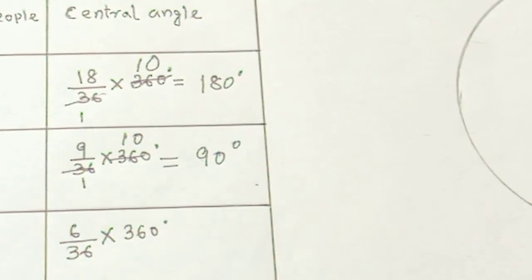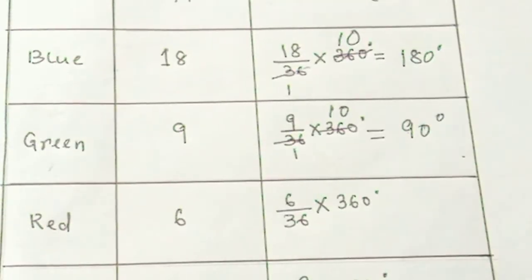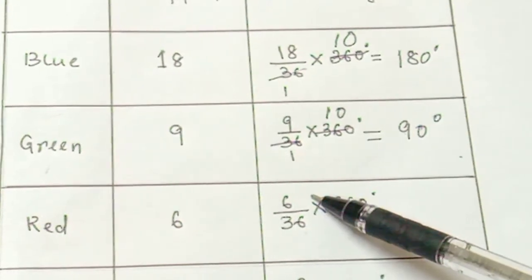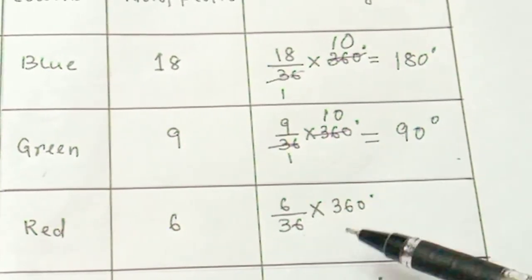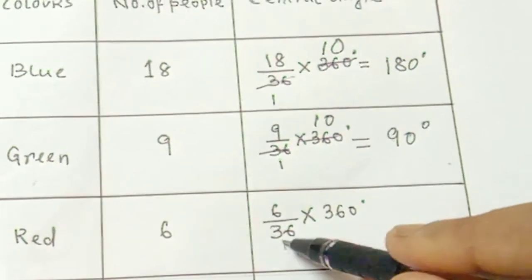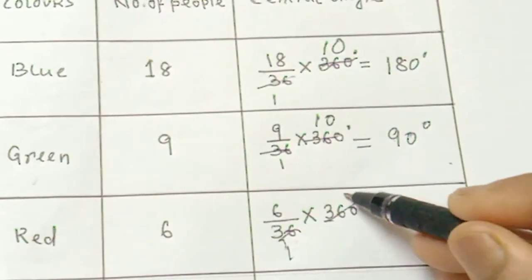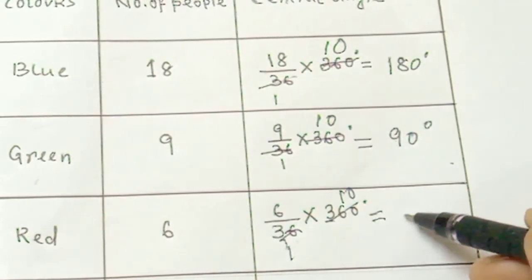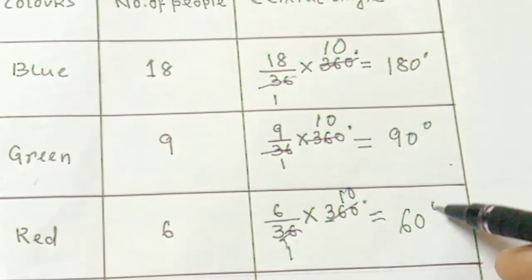In the same way, now red color is preferred by 6 people. Out of 36, 6 people like red color. So out of 360, how many? Again you need to cancel it. 36 one ja 36, 36 ten ja 360. So it will be 60 degrees.